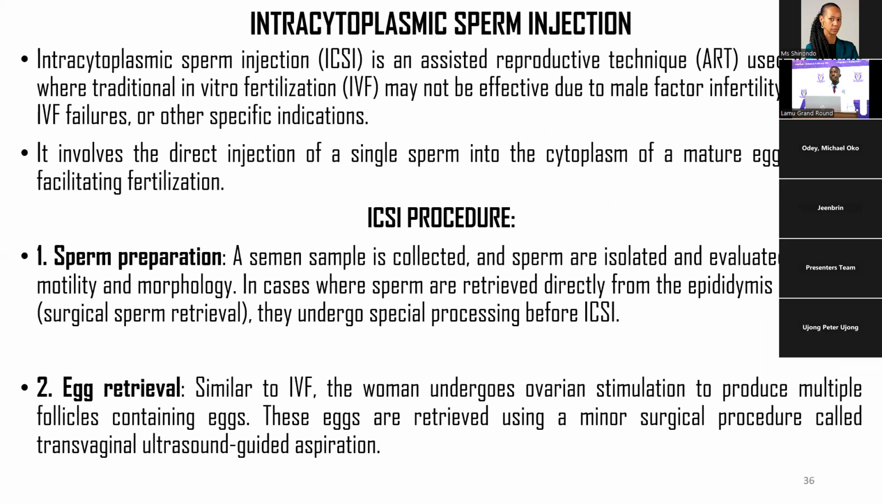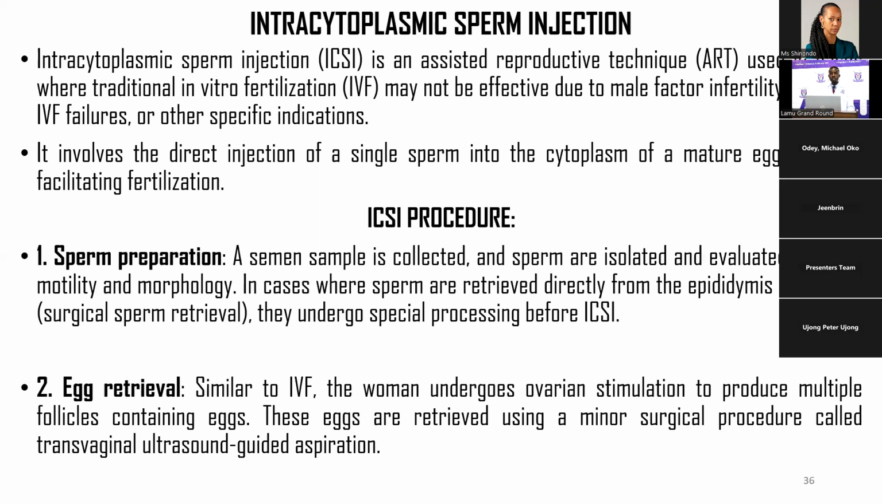All right, let us now move on to intracytoplasmic sperm injection. Intracytoplasmic sperm injection is an assisted reproductive technique that is usually conducted when there is failure of in vitro fertilization. It has a couple of things that we need to take into consideration. So let us now move on to the procedure of intracytoplasmic sperm injection.